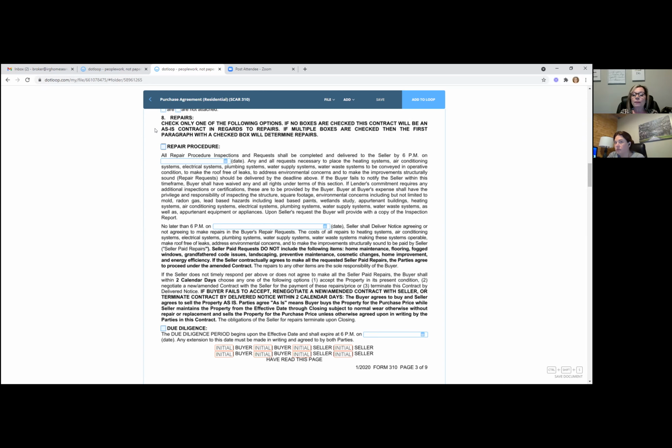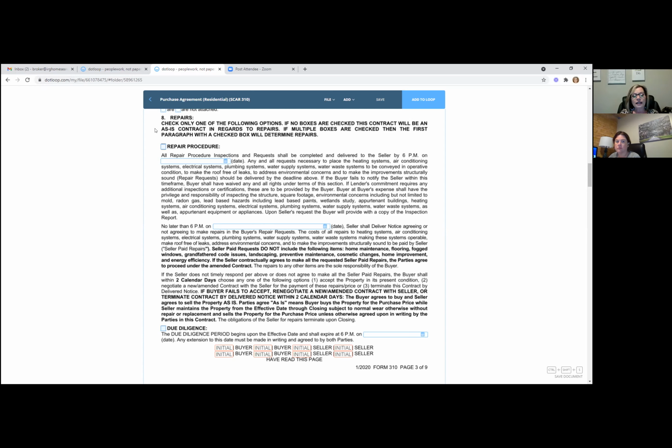If multiple repair boxes are checked, then the first paragraph with the check box will determine repairs. So if you accidentally check repair procedure and then due diligence, your contract is going to be a repair procedure. If you accidentally check due diligence and as is, your contract is going to be a due diligence, because it's going to pick up the first one.